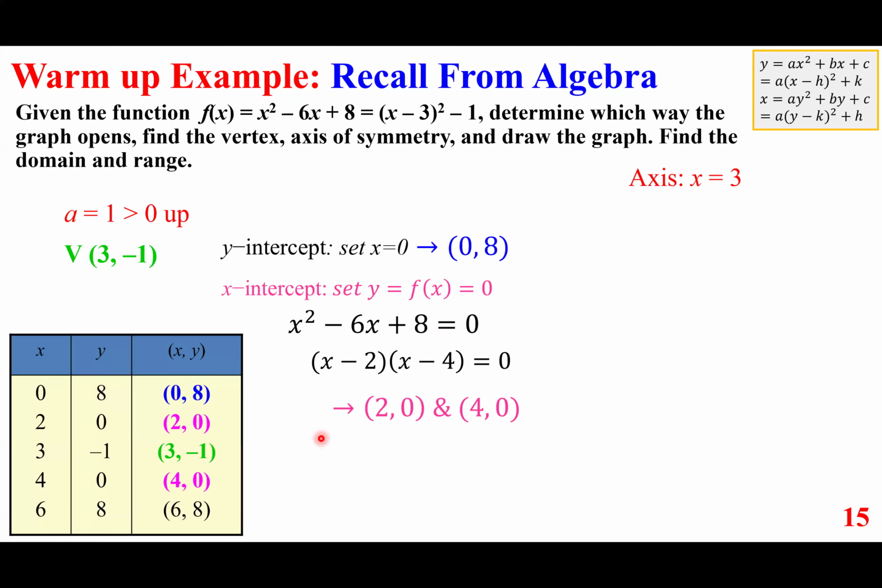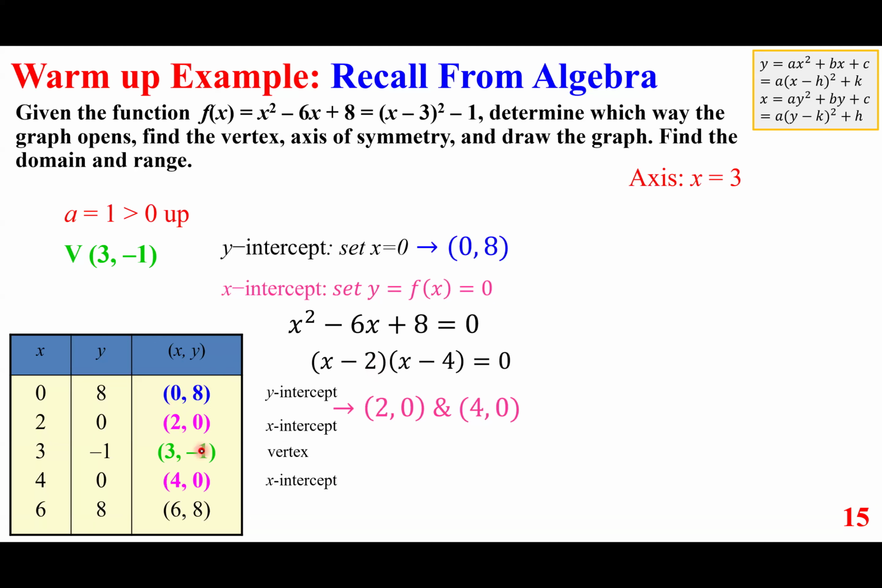Here's the table. Let me explain a couple of things about the table. We have 2, 0, 4, 0. We have 3, negative 1. We have 0, 8. I'm going to discuss that one in a moment. For now, I want you to ignore that. These are the points we've already got. The y-intercept, the x-intercept, the x-intercept, the vertex.